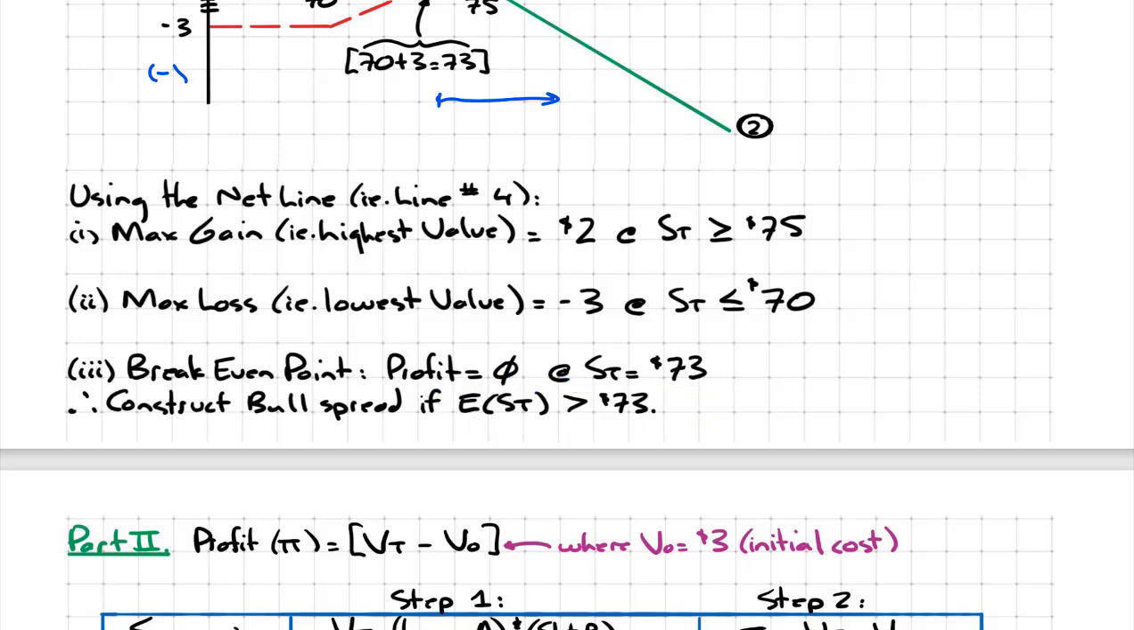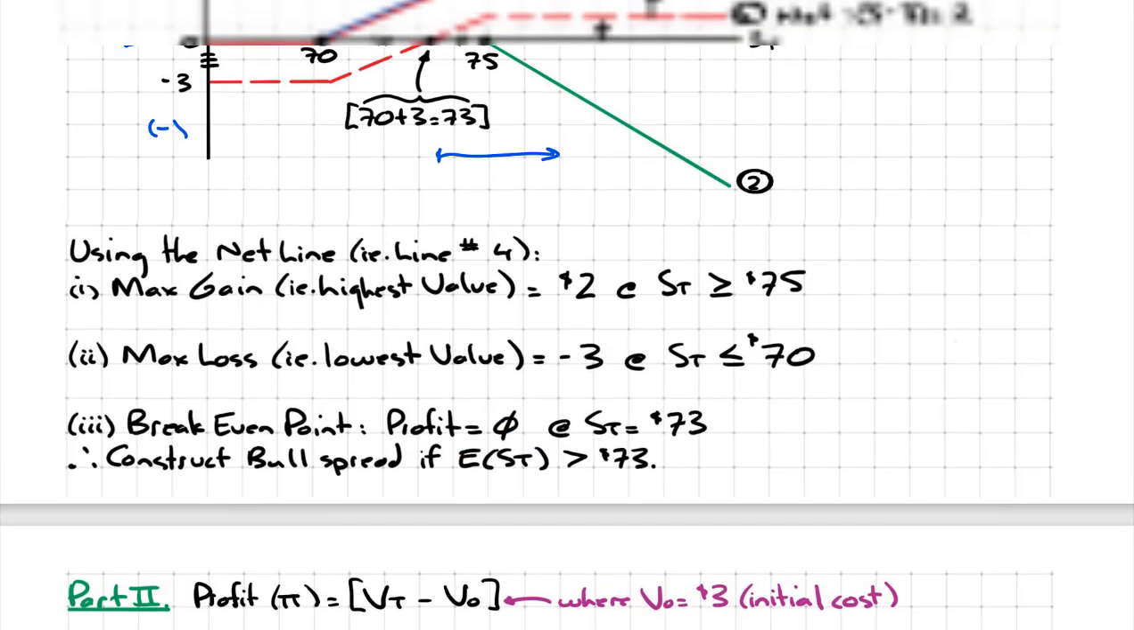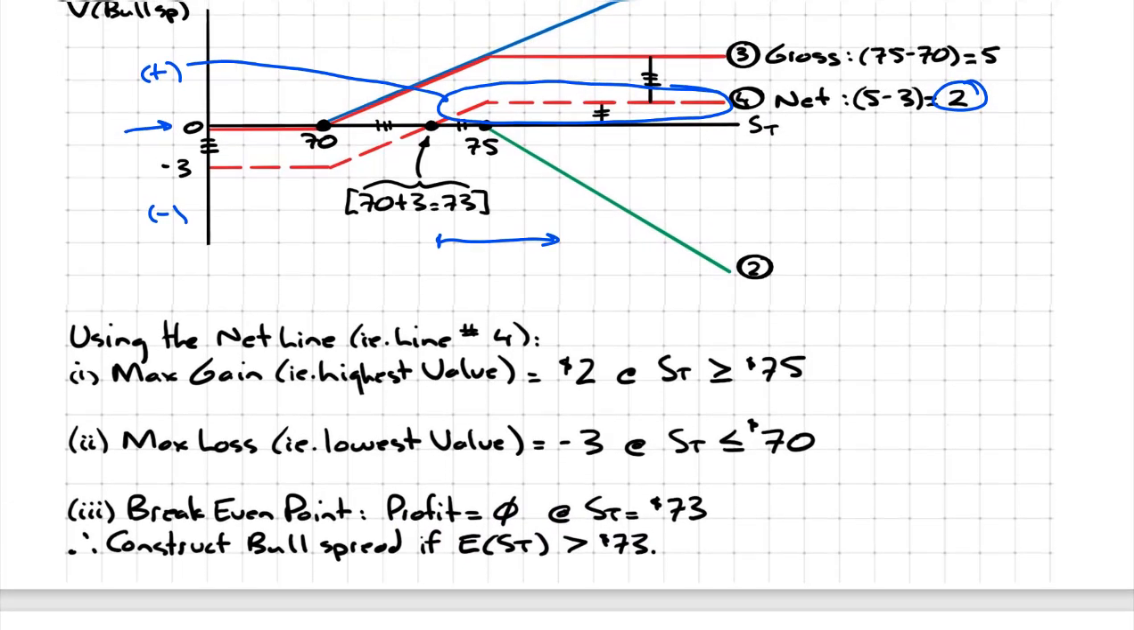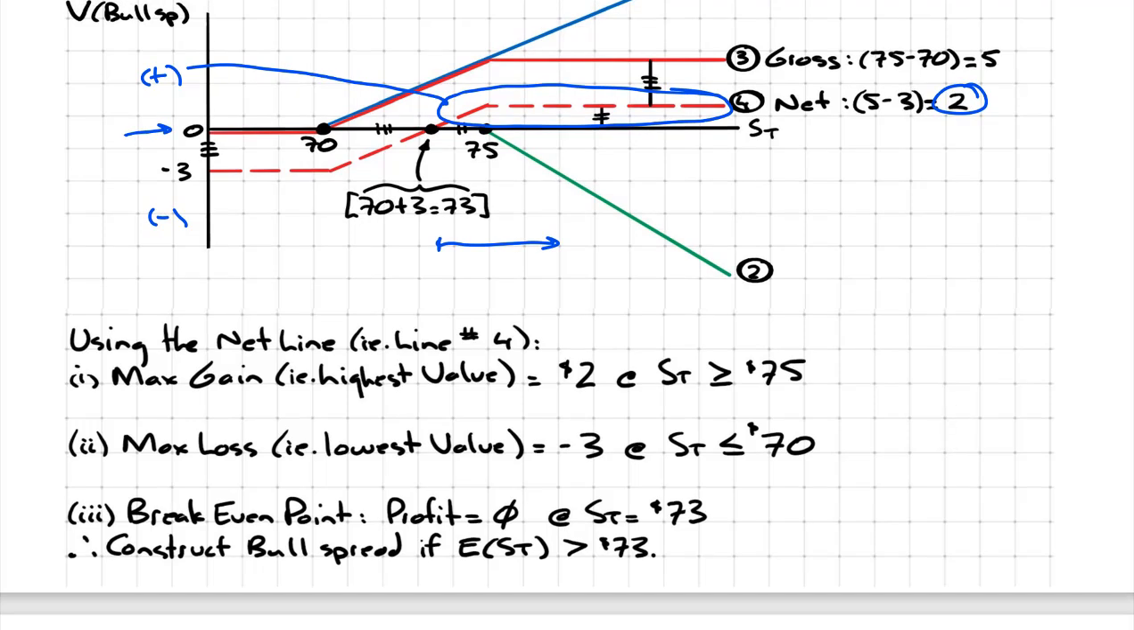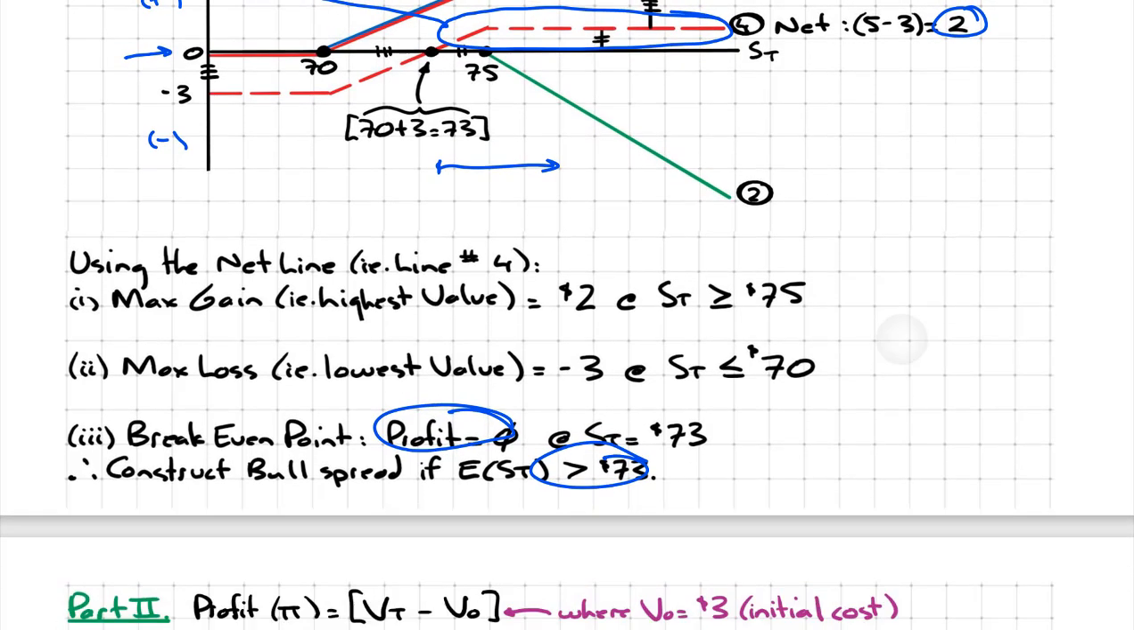So when would you construct the bull spread? If the price is more than 73. Because that's when you start making a profit. At 73, it's 0 profit. So anything above 73, you start making profit.